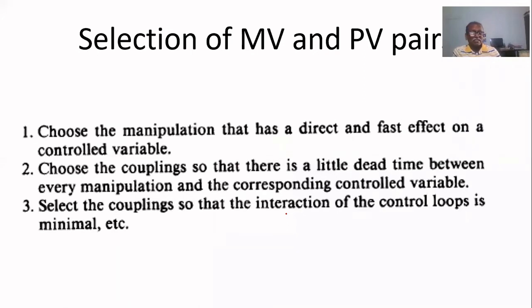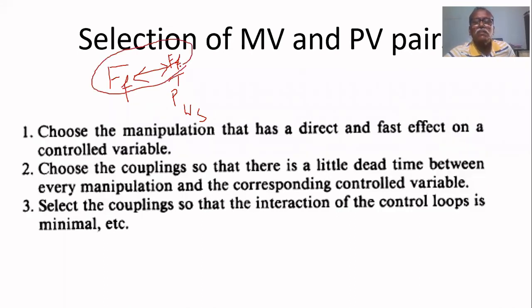We have seen 4 cases. Suppose I want to control feed flow rate. There are 4 manipulated variables. One is feed flow rate, another one is temperature, third one is pressure, and fourth one is WS. Which has a direct and fast effect? Definitely feed flow rate only. So this gives a fast and direct effect. These are all indirect effects.